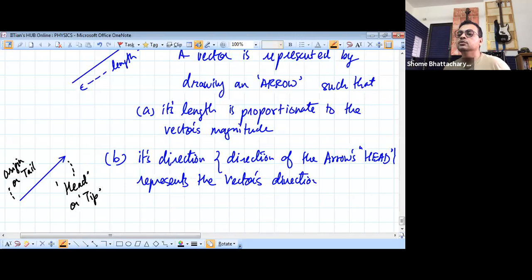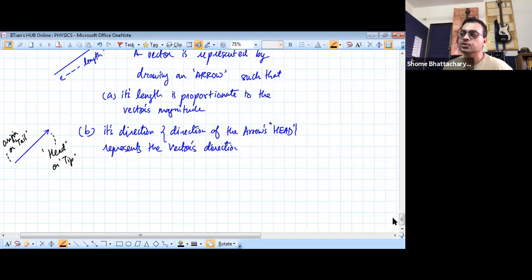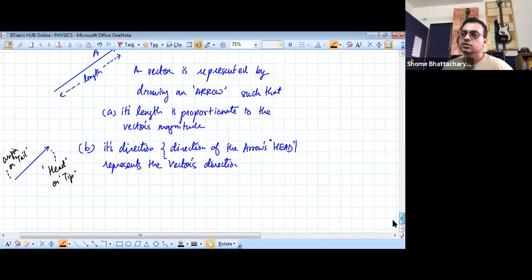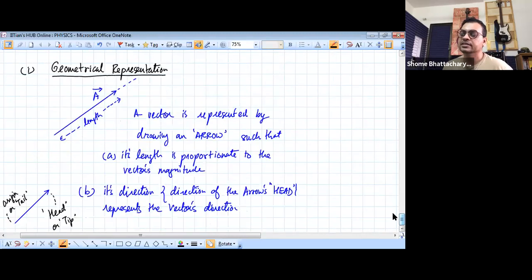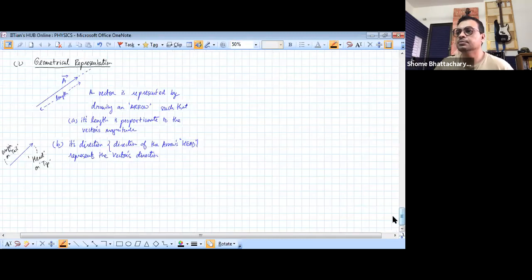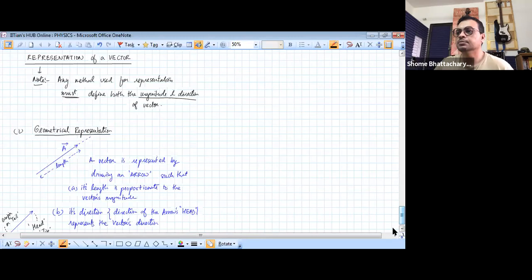And this end of the arrow, where the arrow starts from, is called the origin or the tail. And this symbol is called the head. So whichever direction the arrow's head is pointing, that direction represents the direction of the vector which is acting. Whereas the arrow's length, whatever it is, is proportional to the magnitude of the vector. So just write down this definition of geometrical representation, then with some more examples it will become clear to us.